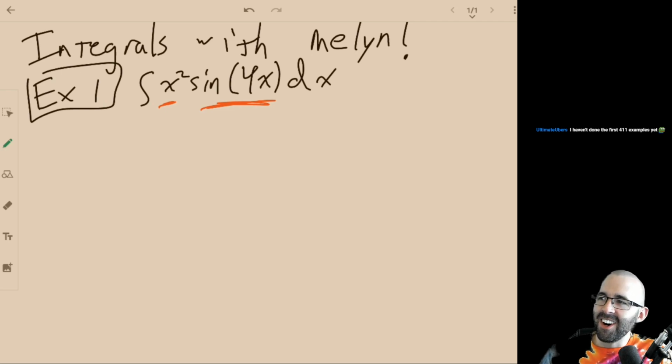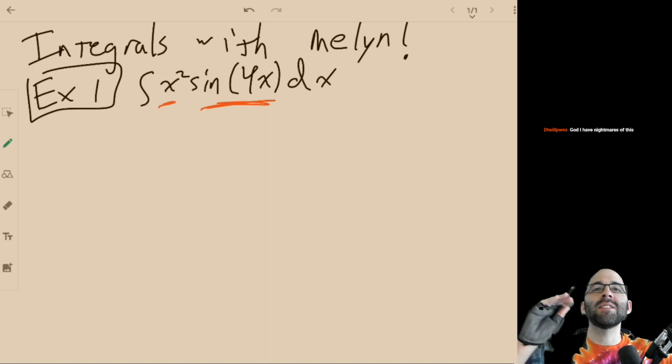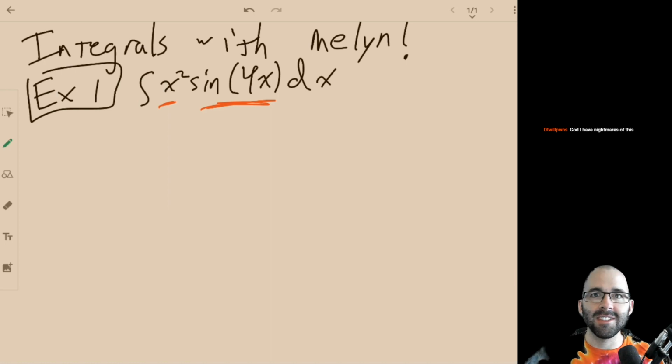Okay? So a very big thing to notice right here: a product of two functions. Almost all the time when you have a product of two functions like this, it's going to mean integration by parts. Because when we differentiate products, we use the product rule, but when we integrate products, the inverse, if you will, of the product rule is integration by parts.